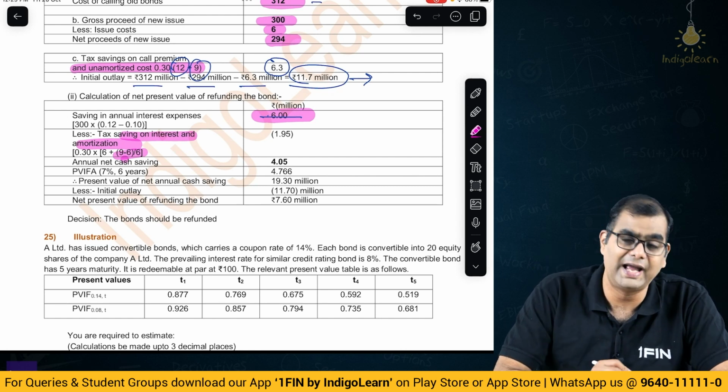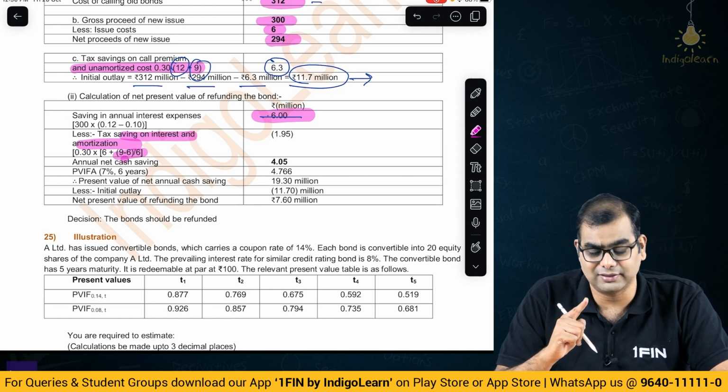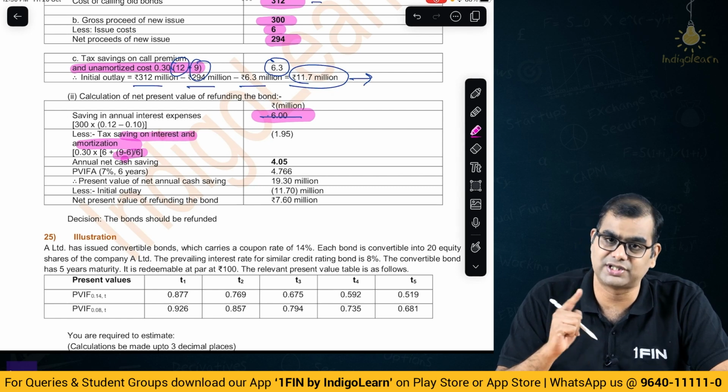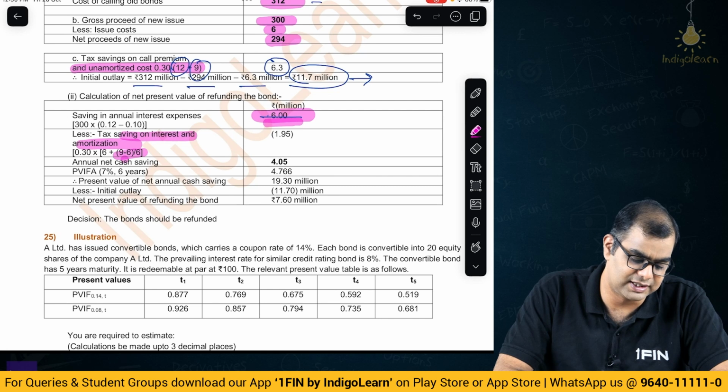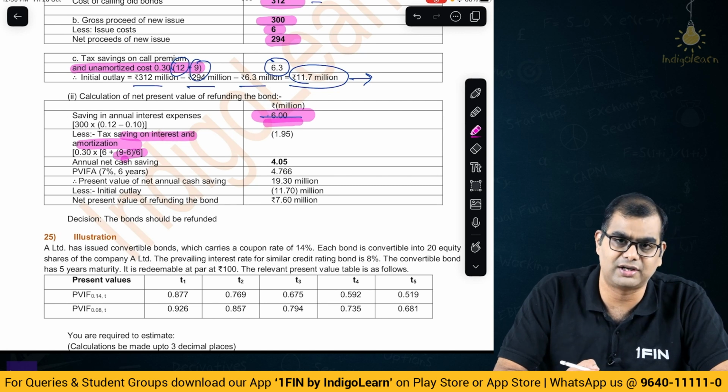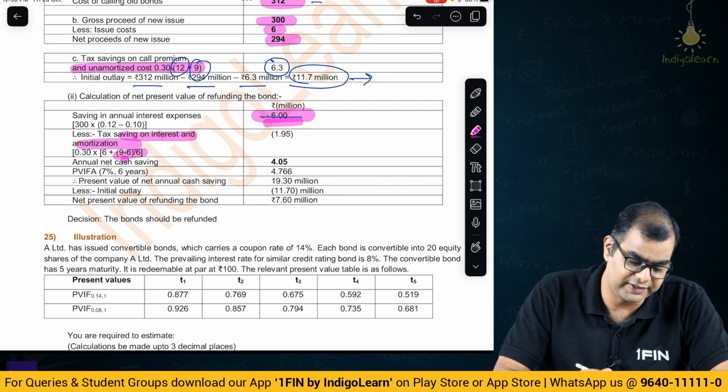So you do 3 by 6, and there is also a reduction in interest, which is 6 million per annum. So that is also a reduction. So 6 plus 3 by 6, which is 6 plus 0.5, which is 6.5.